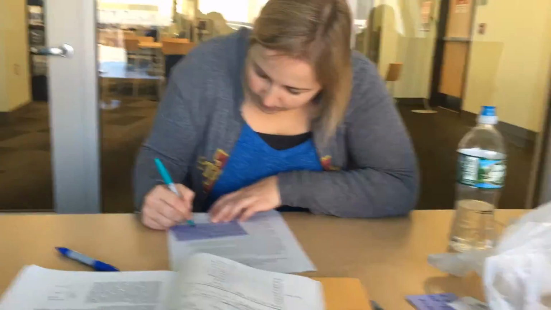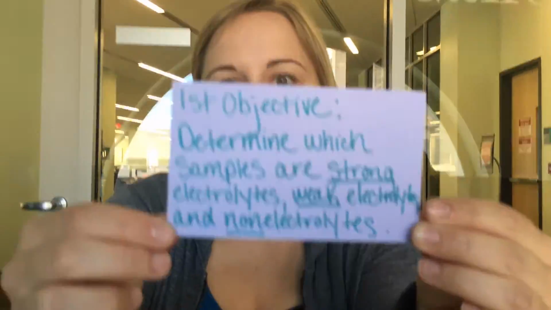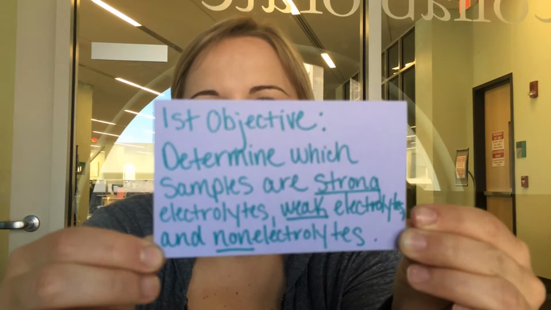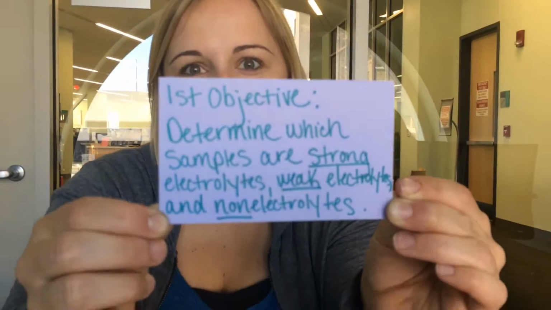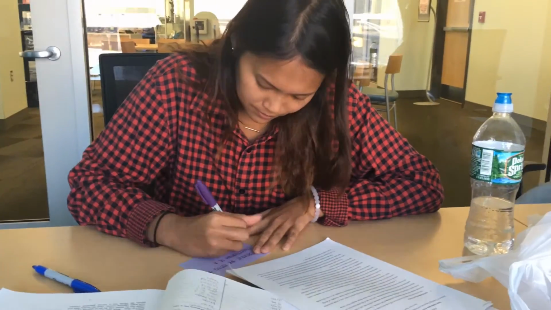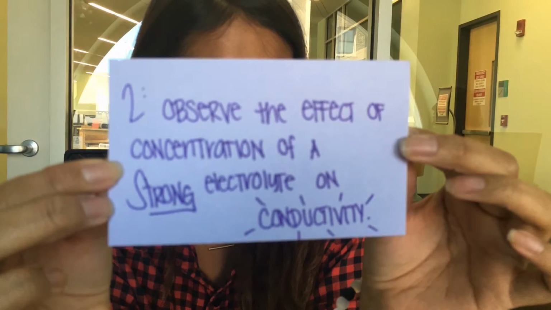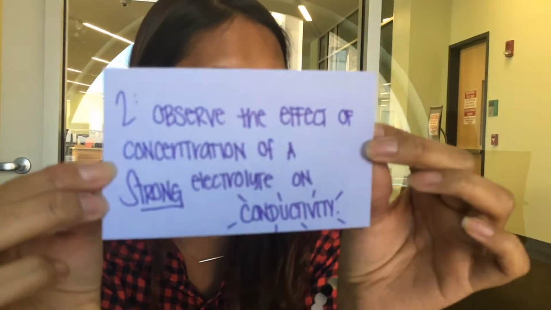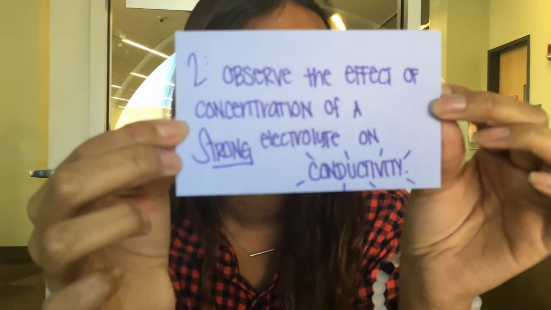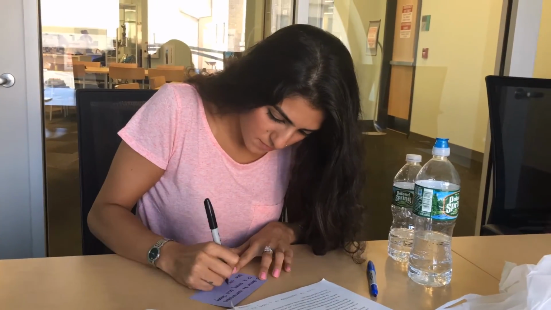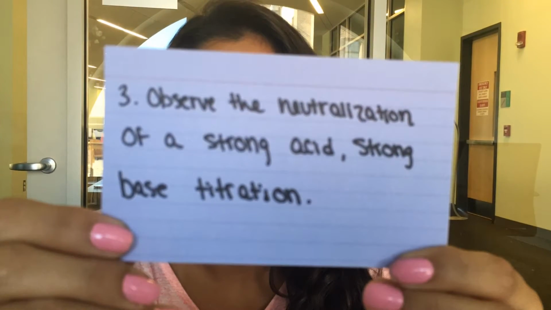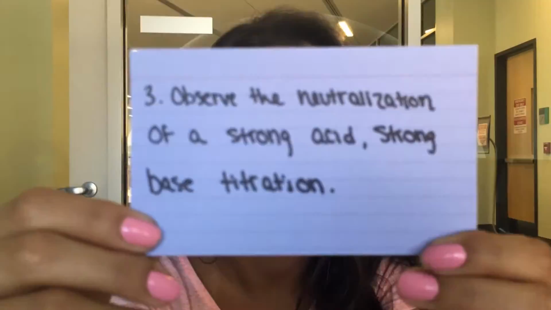Our first objective: determine which samples are strong electrolytes, weak electrolytes, and non-electrolytes. The second objective of this experiment was to observe the effect of concentration, which is defined as the quantity of solute present in a given quantity of solvent or solution, of a strong electrolyte on conductivity. Our third objective: observe the neutralization of a strong acid, strong base titration.